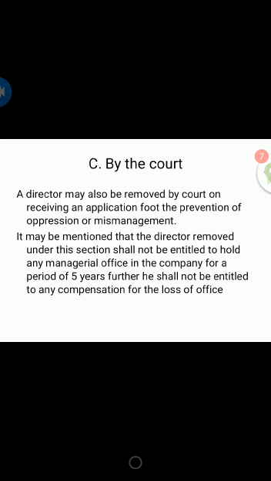Okay. It may be mentioned that the directors removed under this section shall not be entitled for any managerial office in a company for the period of 5 years. Further, he is not entitled for any compensation for the loss of office.